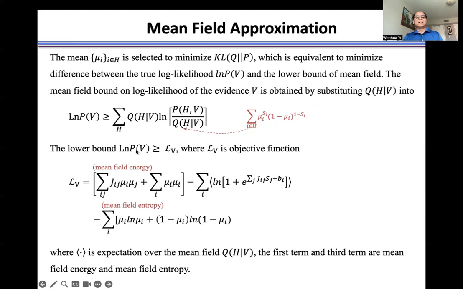The lower bound P is larger than L(V), where L(V) is the objective function, which includes three terms. The first term is a mean field energy. The second term is an expectation over the mean field. And the third term is a mean field entropy.